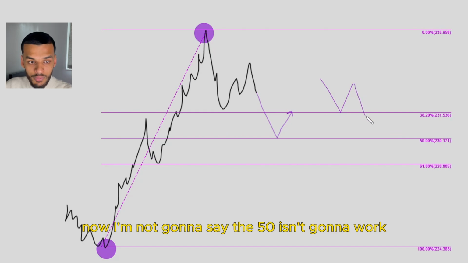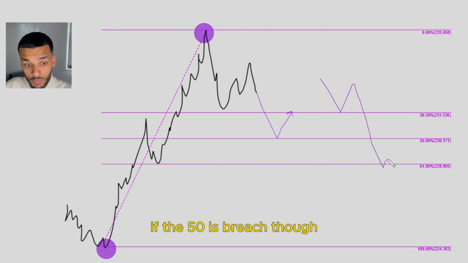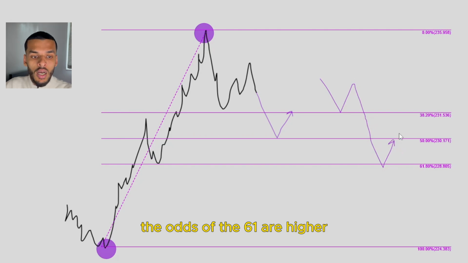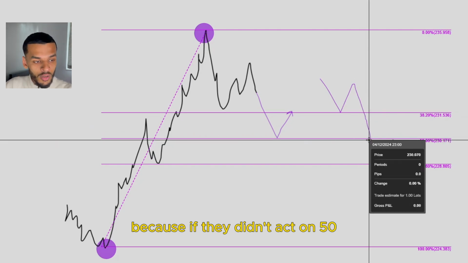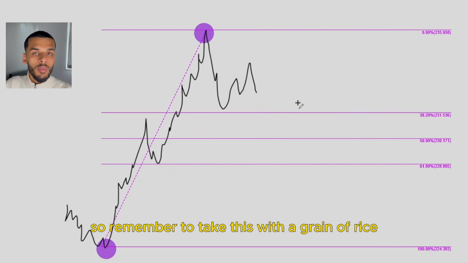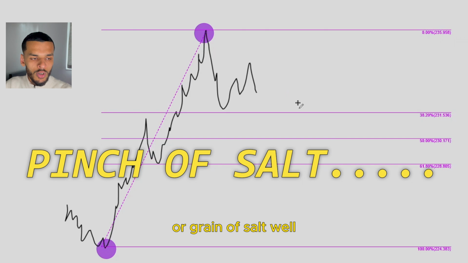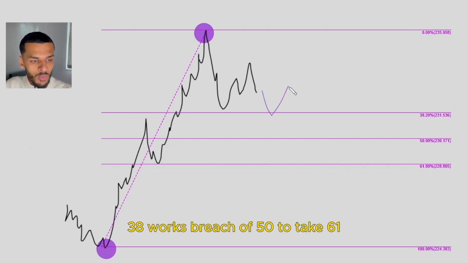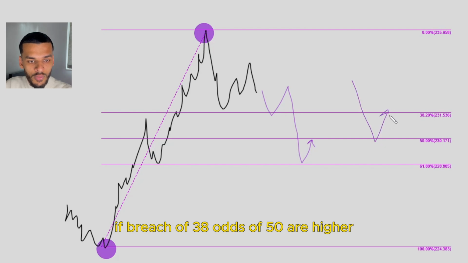Now, I'm not going to say the 50 isn't going to work. If the 50 is breached though, the odds of the 61 are higher, because if they didn't act on 50, they are likely to cash some positions on the 61. So remember to take this with a grain of salt. 38 works, breach of 50 to take 61. If breach of 38, odds of 50 are higher.